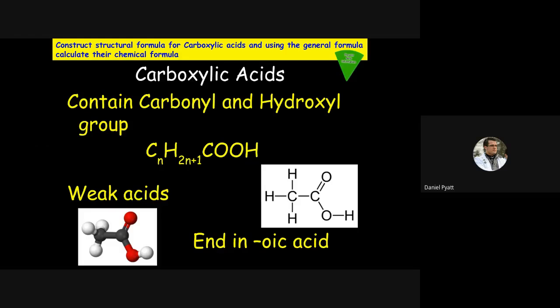So in the case of ethanoic acid, I could write it as CH3COOH, or I could also write it as C2H4O2. But the first example is the way we typically write it, just to make it clear that this is a carboxyl group. So that's the basics for carboxylic acids.